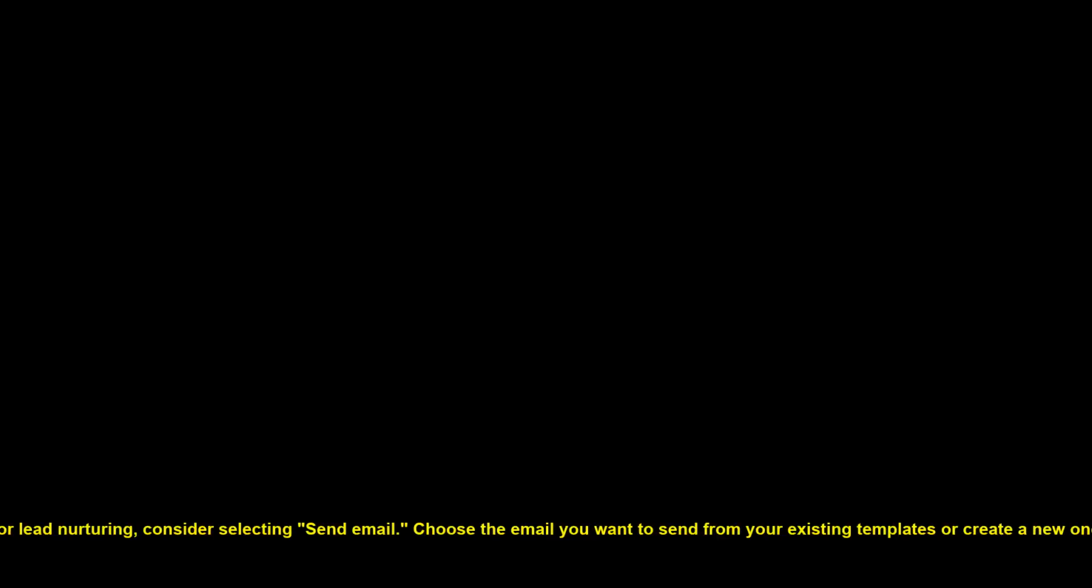Choose the email you want to send from your existing templates or create a new one. Once selected, configure the email settings as needed. After configuring the email, click Save to proceed. You can add more actions by clicking the plus sign again.